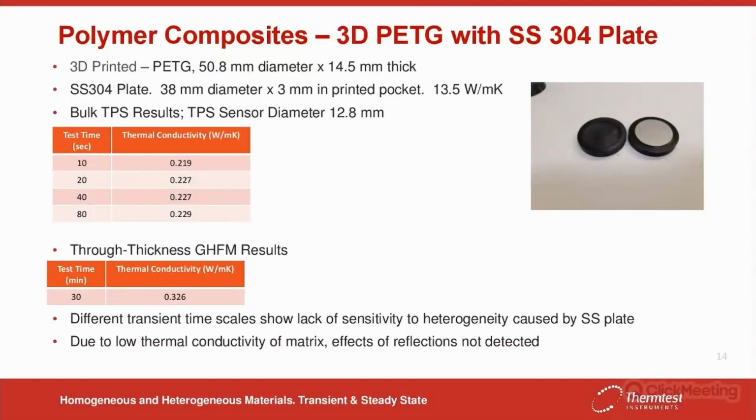So what we did with that same matrix, we 3D printed a pocket to allow a stainless steel plate to be inserted, and those two halves were brought back together to create a sample of similar dimension to just the control. That plate was about 38 millimeters in diameter by 3 millimeters thick, and stainless steel has an approximate conductivity of 13.5 watts per Kelvin.